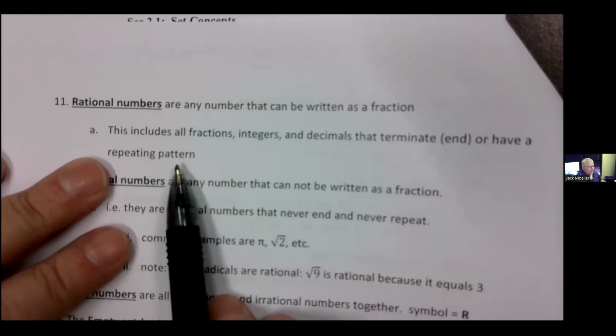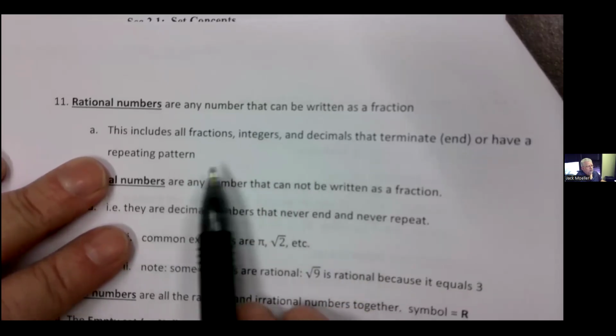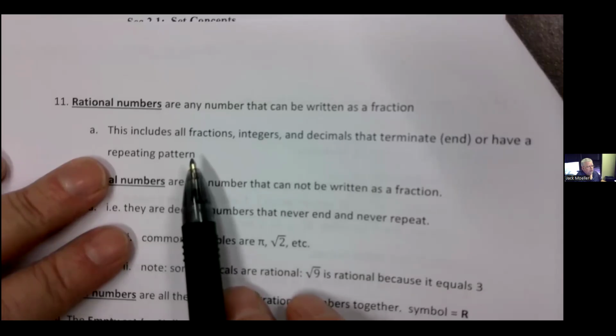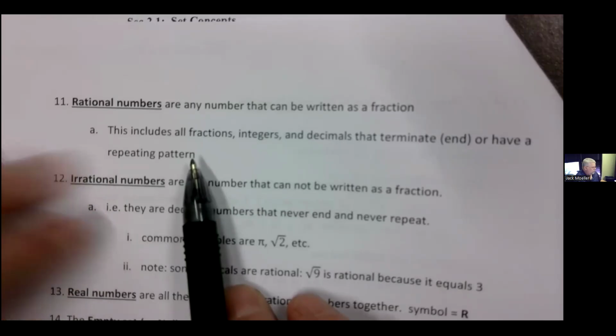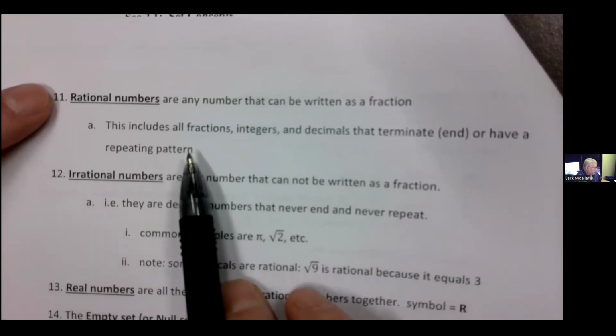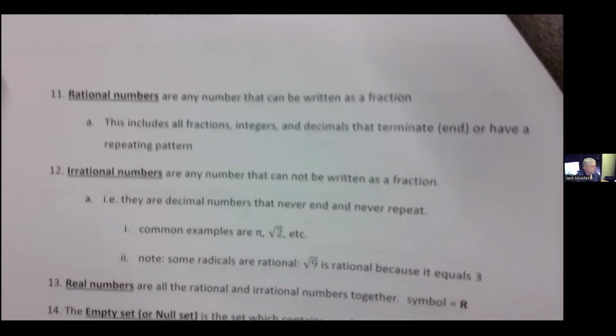Or decimals that have a repeating pattern. For example, 1/3 is 0.3333 forever. So if they have a repeating pattern, that means there is actually a fraction that you can find to make it. No, there is no symbol for rational numbers. It's not R. We reserve that for something else.